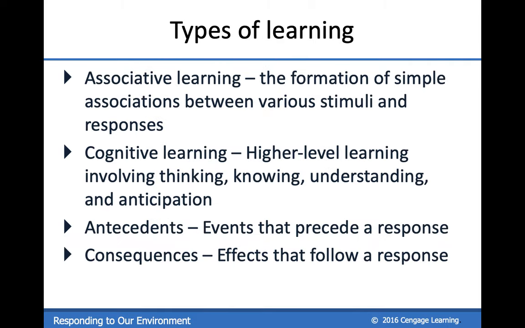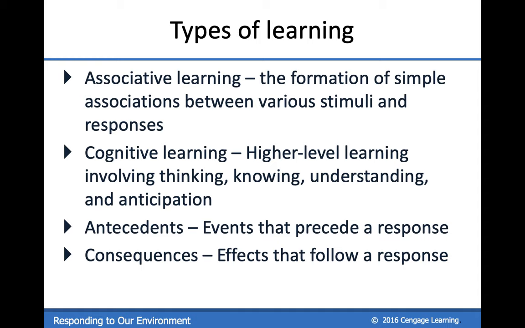And when we're talking about types of learning, we're going to be talking about associative learning and cognitive learning. The first two sections of this chapter on conditioning are actually different types of associative learning. This is when we learn by the formation of simple associations between stimuli and responses. So things that happen in the environment and how our body responds to it. And then cognitive learning is this higher level learning involving thinking, knowing, understanding, and anticipation. So this is like when our brain is more actively involved, like we're consciously aware of what's actually happening, and we're maybe trying to figure something out and to learn from the environment.